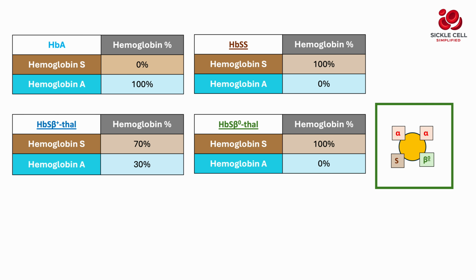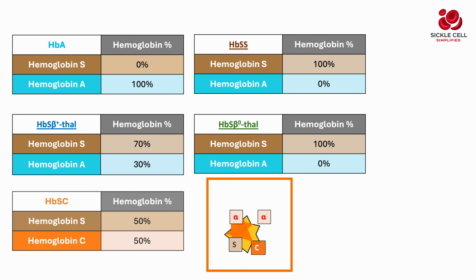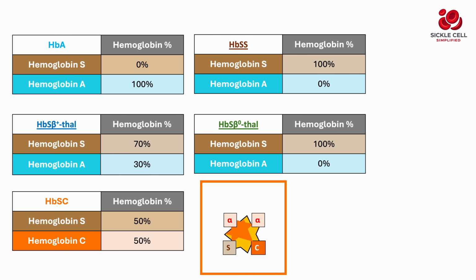And we have our hemoglobin Sβ⁰ thalassemia. Here, the patients have 2 alpha chains and they have the S chain and a beta-0 chain. These patients are going to produce 100% hemoglobin S and no hemoglobin A. Next is hemoglobin SC. These patients have 2 alpha globin chains. They have the hemoglobin S and the hemoglobin C. And again, their hemoglobin C is the one that forms into the crystal after it deoxygenates. These patients are going to have 50% hemoglobin S and 50% hemoglobin C.